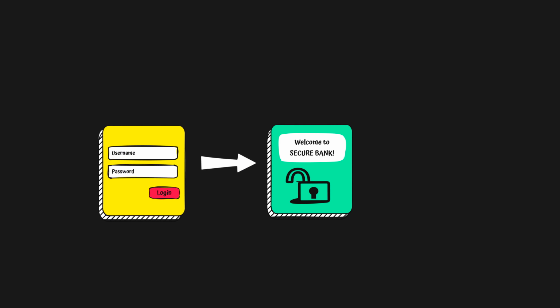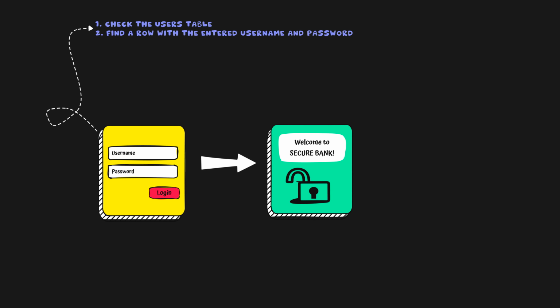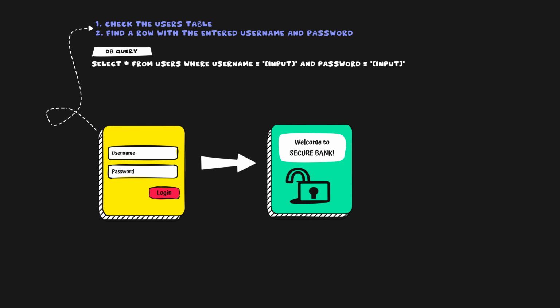SQL injection. Every time you log into a website, the server runs a database query behind the scenes. Something like, check the users table, find a row where the username matches what you typed, and the password matches too. Here's how this SQL query looks. If both the username and password match, you're in.